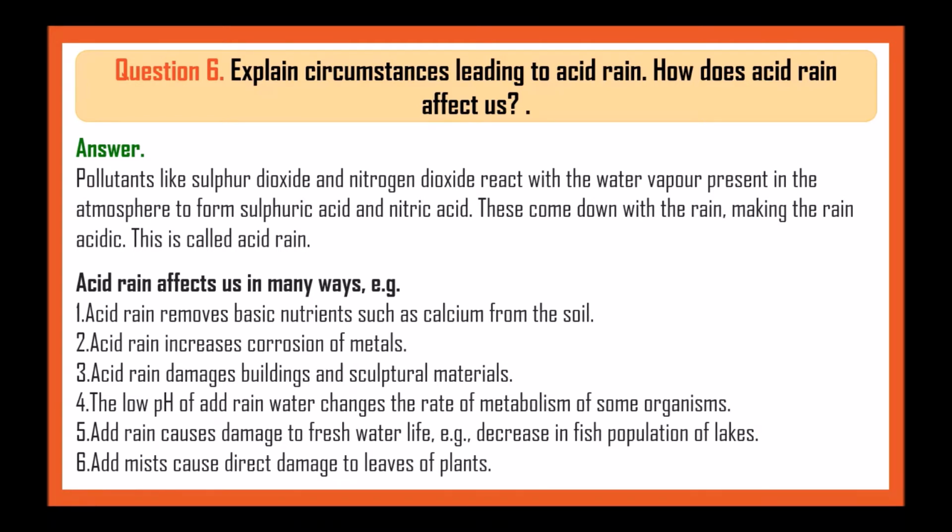Acid rain affects us in many ways. For example, it removes basic nutrients such as calcium from the soil. It increases corrosion of metals. It damages buildings and sculptured materials. The low pH of acid rainwater changes the rate of metabolism of some organisms. Acid rain causes damage to freshwater life, for example, a decrease in fish population of lakes. Acid rain causes direct damage to leaves of plants.